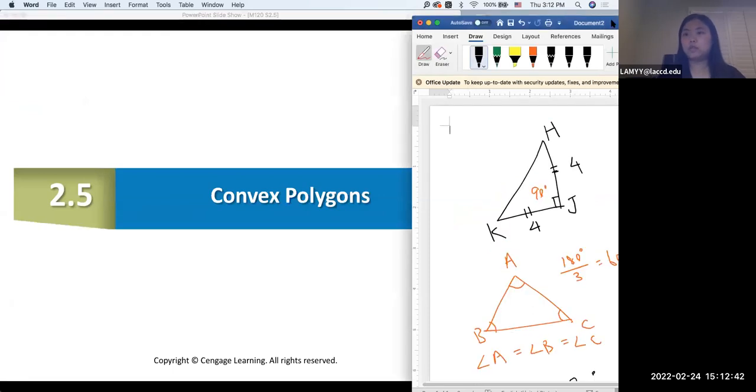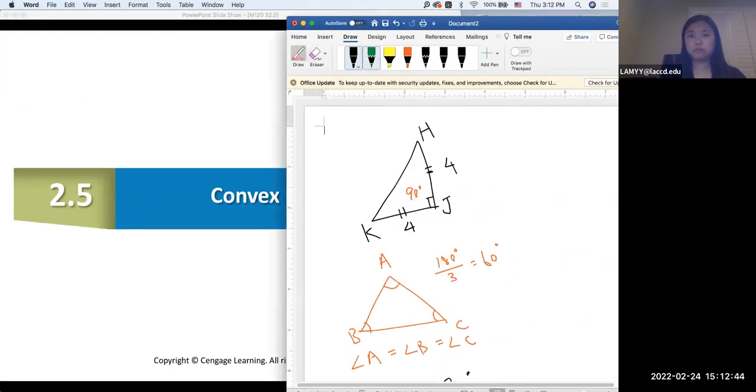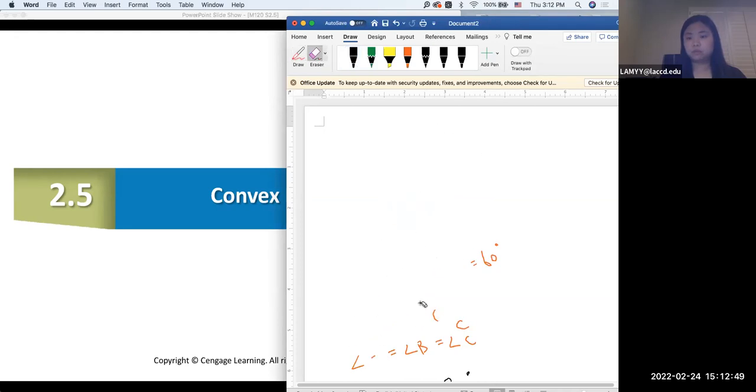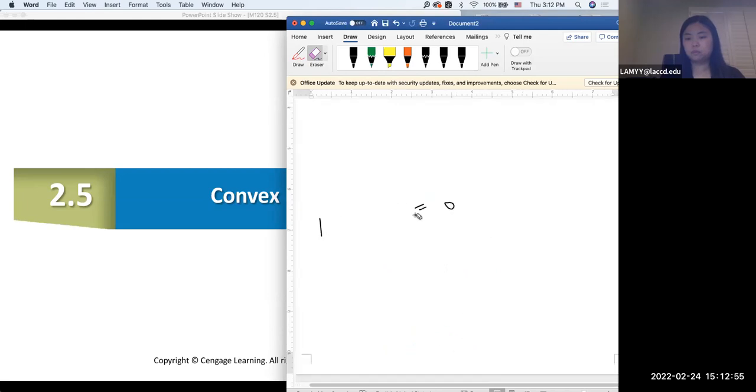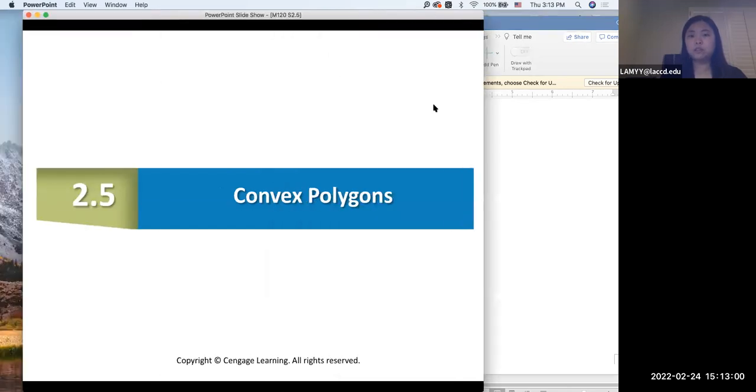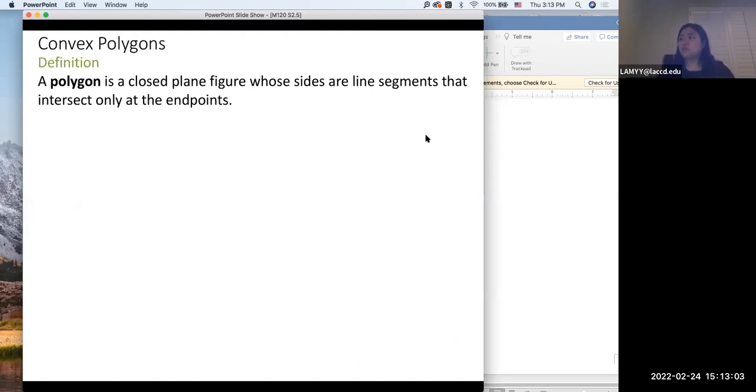Okay, you have your notes ready, 2.5. Okay, classify polygons. Ready, right, guys? Classify polygons. A polygon is a closed plane figure whose sides are line segments that intersect only at the endpoints. So I want you guys to highlight two things in here. To be a polygon, it has to be a closed figure.